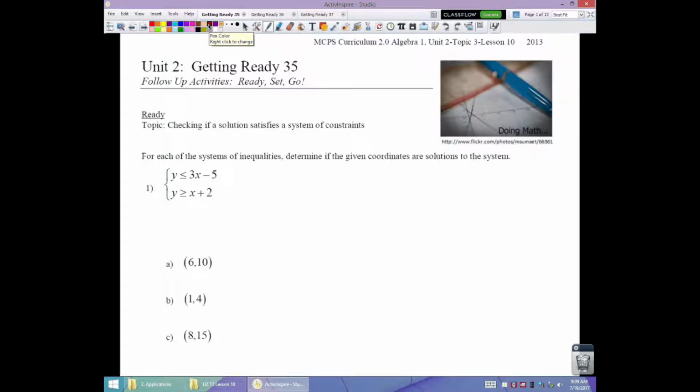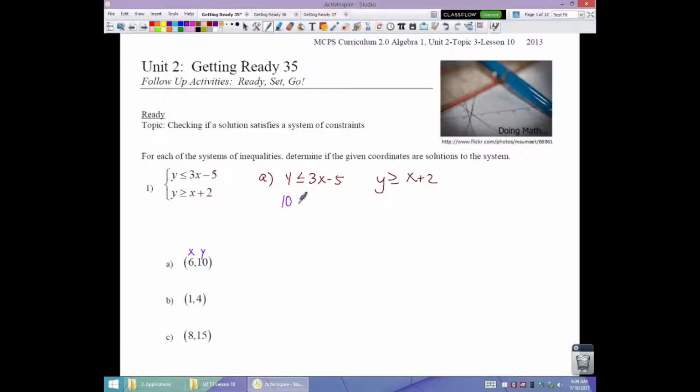So in number one, choice A is the point 6, 10. So I need to substitute those values into both inequalities to see if they work. All right, so for part A, let's write down the inequalities first. y is less than or equal to 3x minus 5 and y is greater than or equal to x plus 2. And then I will substitute 6 for x and 10 for y into each of those.